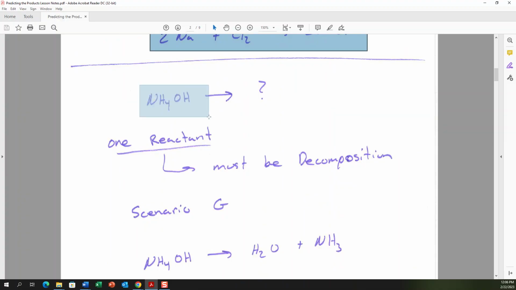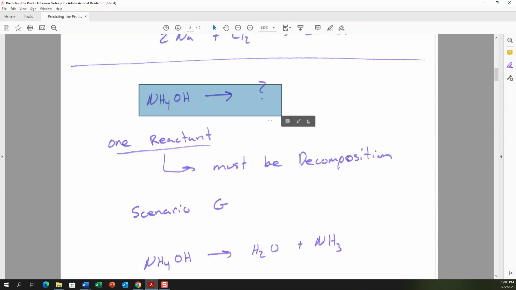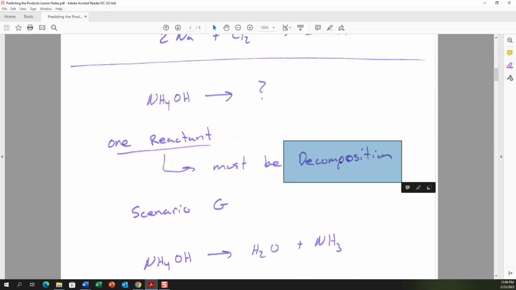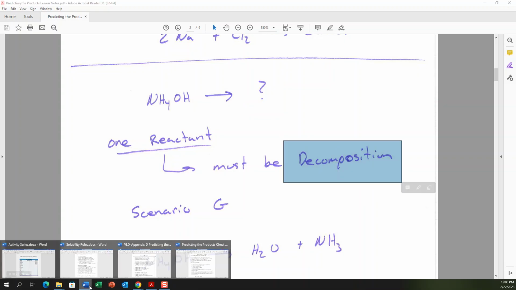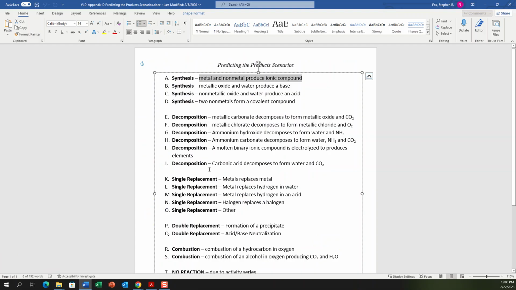So let's check this one out. Here I got ammonium hydroxide yields question mark, right? So I got to figure out what the product's going to be. Well, ammonium hydroxide is a single compound. I only have one thing on this side, so it's got to be decomposition. So let's go to our scenarios and find the decomposition that makes the most sense.